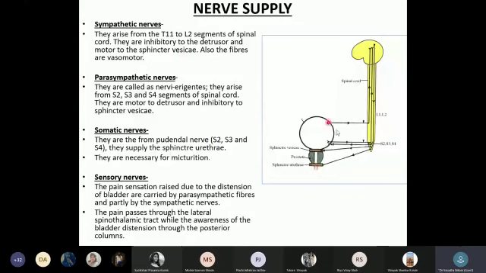Apart from the role of the filling of the urine, it will also act as vasomotor fibers. So it will act on the blood vessels and allow the constriction and dilatation of the blood vessels. So this is about the sympathetic innervation. Keep in mind it is coming from T11 to L2 segments. So here we have shown L1 and L2 segments.